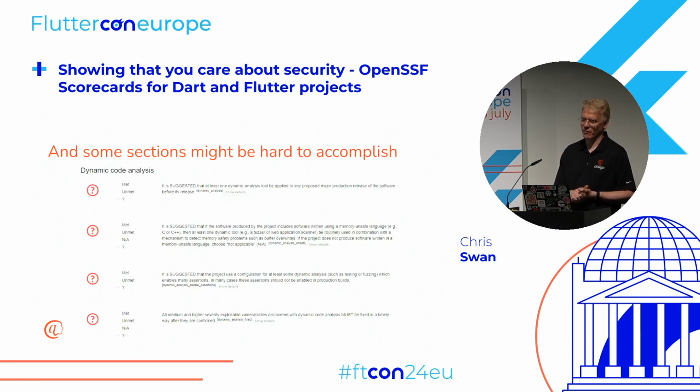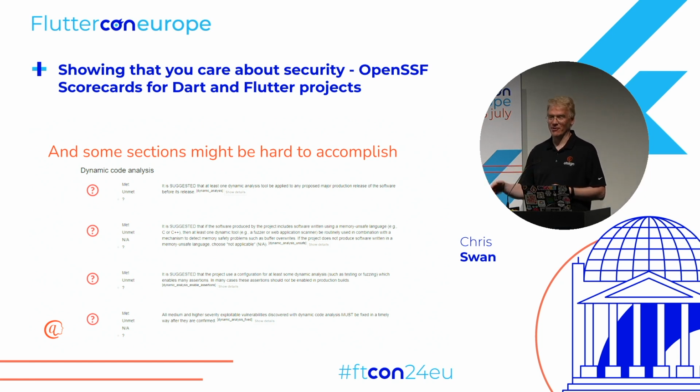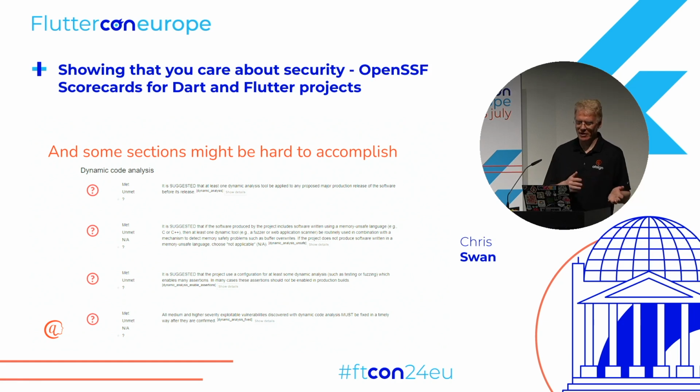And some sections of it are going to be very hard to accomplish. So not only will you get dinged on a Dart project because you can't do fuzzing, but you'll get dinged within the best practices because you can't do fuzzing. And so there's a lot of duplication between the scorecard and the best practices. And so there's going to be whole sections of best practices where it's really difficult to do this for Dart projects. And as you're going through this, you'll also notice that it's very, very oriented to C and C++.